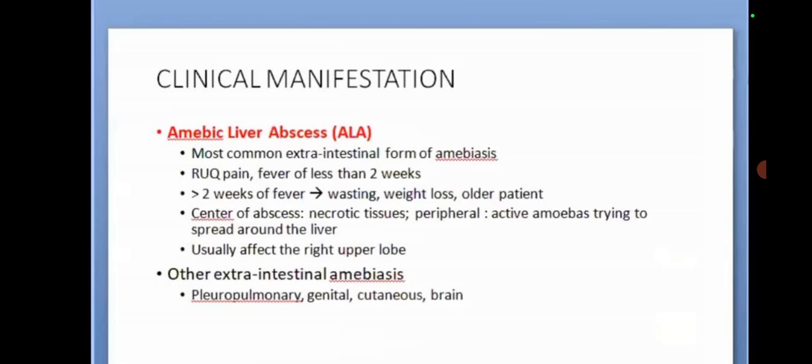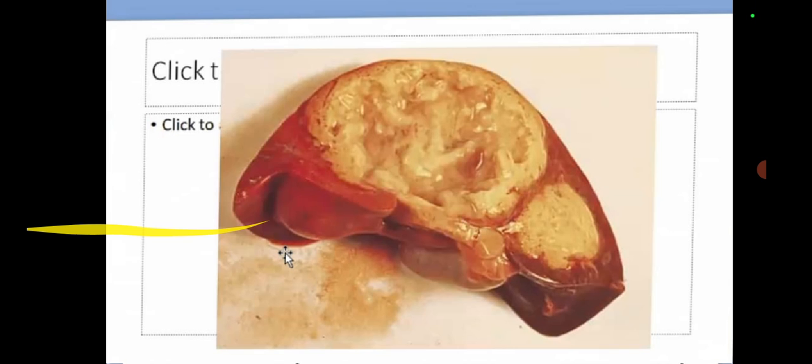It usually affects the right upper lobe. The other extraintestinal amoebiasis forms are pleuropulmonary, genital, and cutaneous brain. These are the most affected areas in amoebic liver abscess.